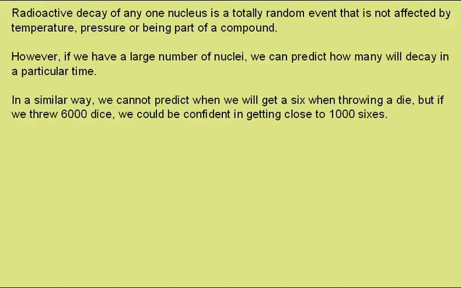In a similar way, we cannot predict when we will get a 6 when throwing a single die. But if we threw 6,000 dice, we could be confident in getting very close to 1,000 sixes each time.